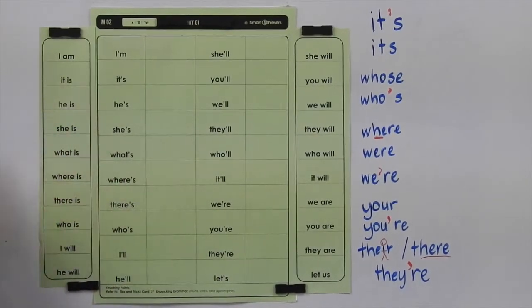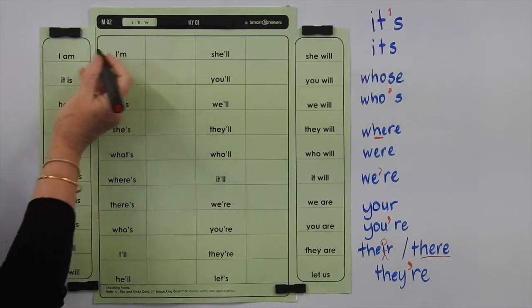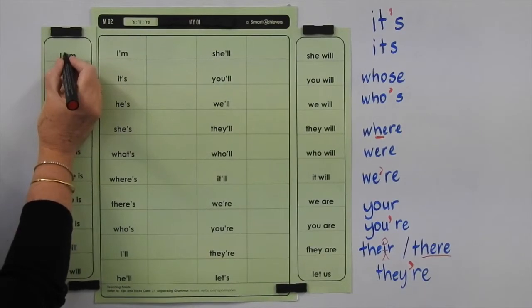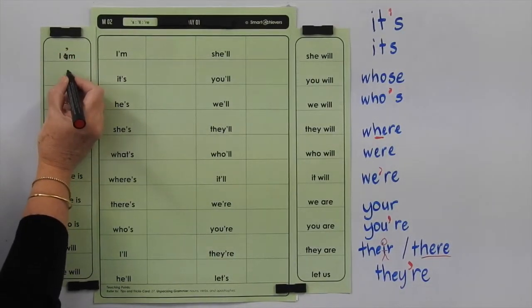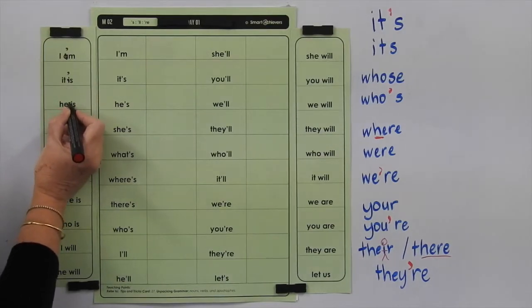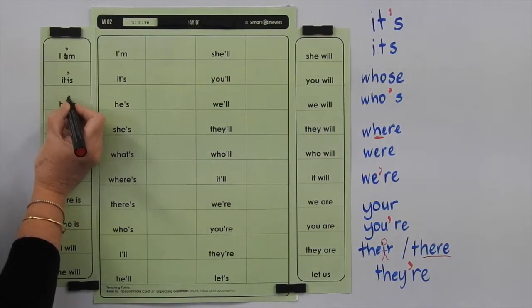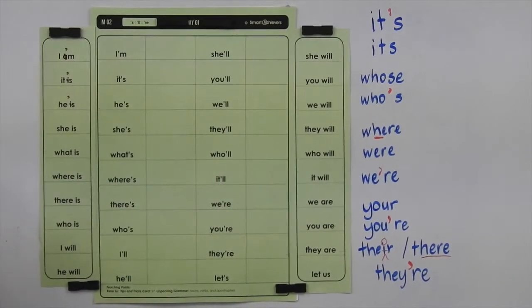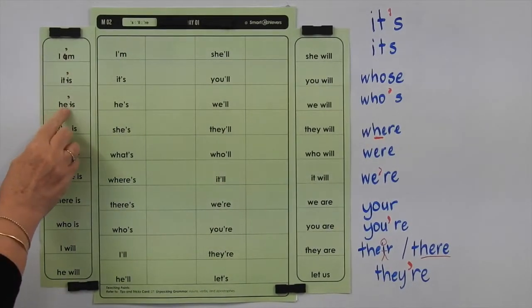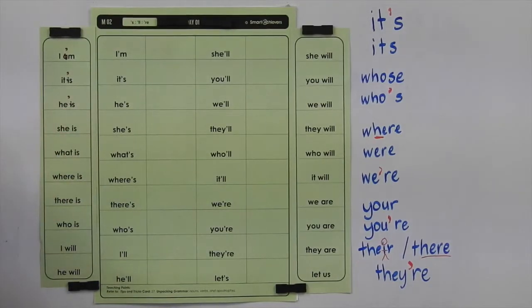So you can see where we've taken out a letter in each of these words, that's where the apostrophe is going in. So we've taken out the A and the apostrophe goes in there. We've taken out the I and the apostrophe goes in there. So that's how we've joined those words together. The apostrophe goes where we have taken out the letter or letters.